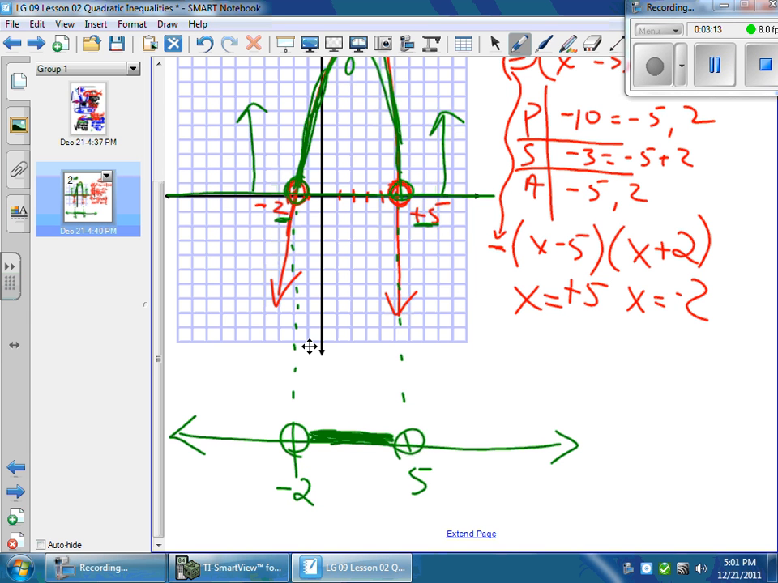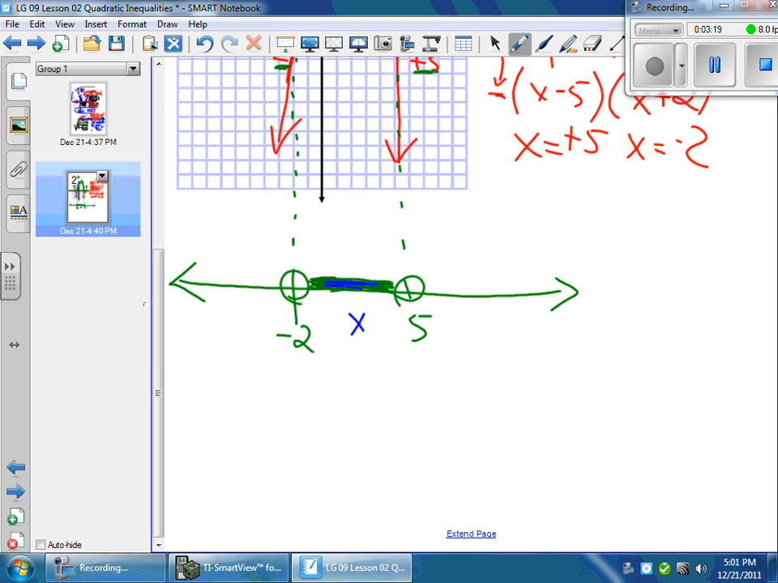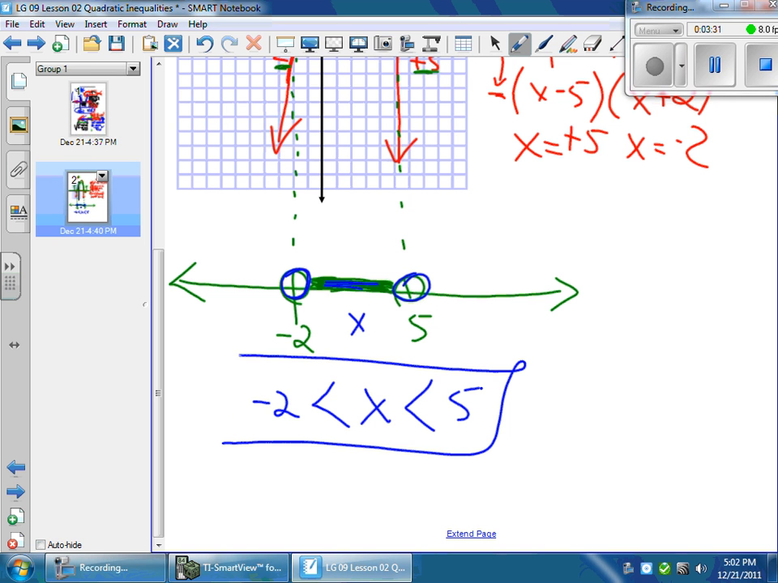So what's the solution? Well, here's what you do. Wherever there's shading, put the x. So check this out now. Minus 2, it has to be less than x, not equal to, because of course you've got a circle there, and x is less than 5. There's your answer. Between negative 2 and 5, there's the shading. That's how you go about doing it. A lot easier than going out and doing test points.